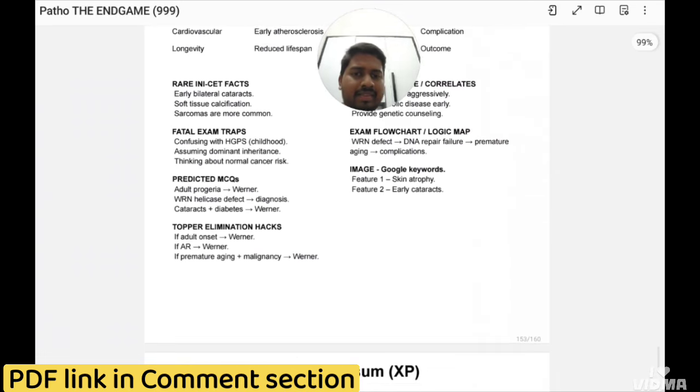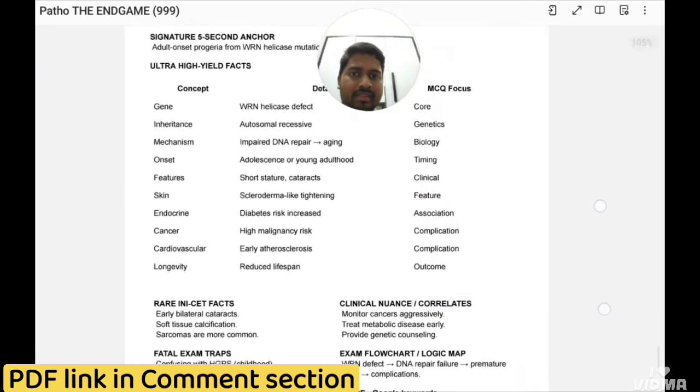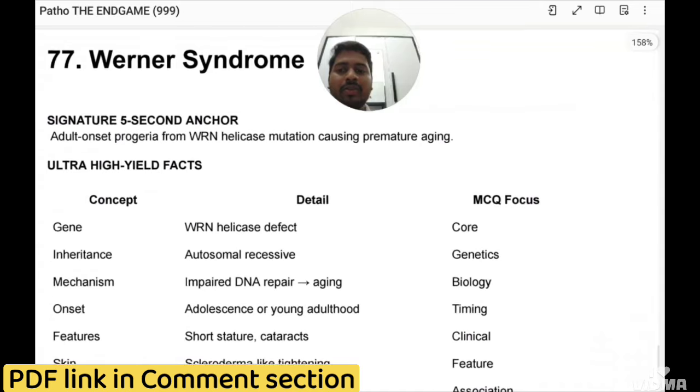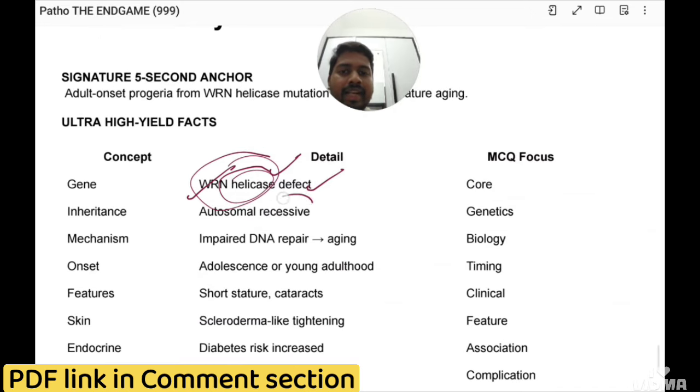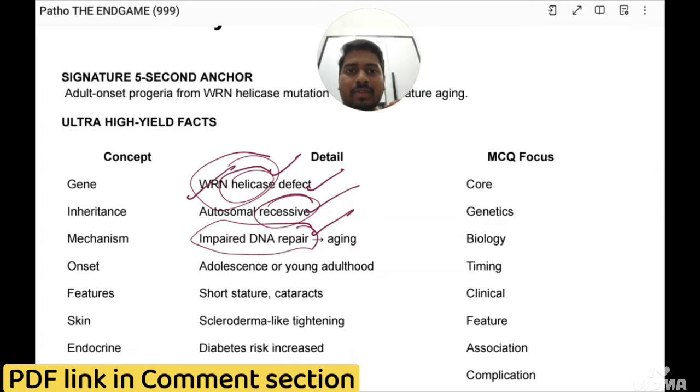I think Werner syndrome is a simple topic which doesn't need much. Basically you should know that it is a defect in DNA helicase. Werner WRN helicase defect. This is the genetic defect. It is autosomal recessive. It is involved with impaired DNA repair. Actually, we had seen Werner syndrome, do you remember? Yes, we had seen it in the degenerative diseases chapter.